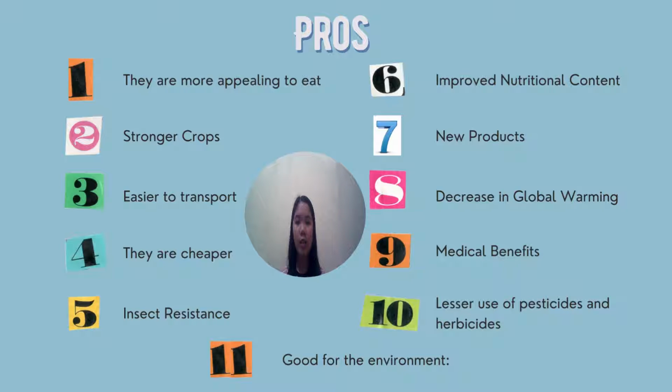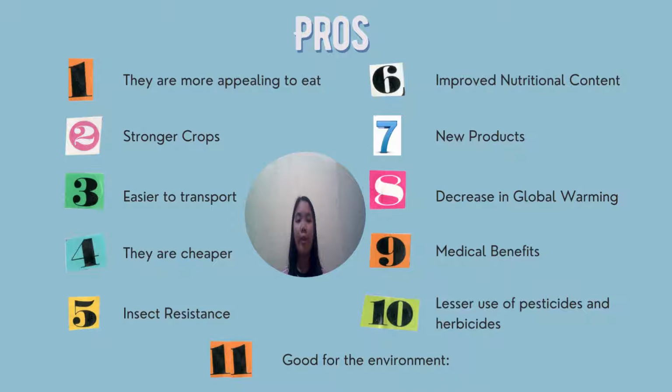Number 7. New products. New kinds of crops are being developed to be grown in extreme climates, such as those present in dry or freezing environments. As an example, scientists have developed a new type of tomato that grows in salty soil. Number 8. Decrease in global warming.